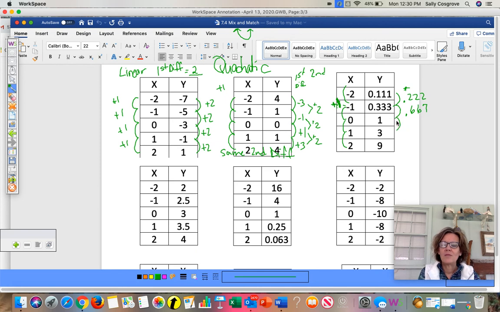From 1 to 3, that's a difference of 2. From 3 to 9, that's a difference of 6. All those numbers are different, aren't they? Those are the first differences. They are not the same. So what does that mean? It's not linear. Okay? Some of you may have an idea what this is. Let's keep testing. So that's the first difference. All right, it's not linear.